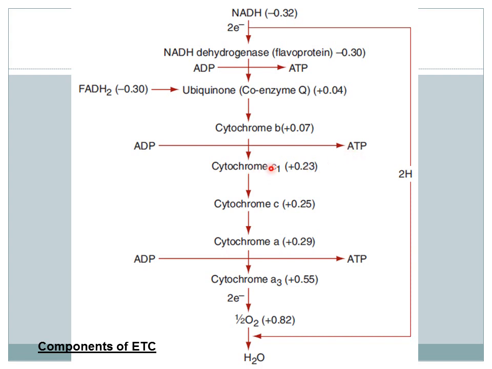Then cytochrome C1 gives electrons to cytochrome C, whose redox potential is plus 0.25. Here the difference between cytochrome C1 and cytochrome C is very less. The redox potential difference is very less. So the energy release is not 7.4 kilocalories, that is, it is less than 7.4 kilocalories. There is no formation of ATP.